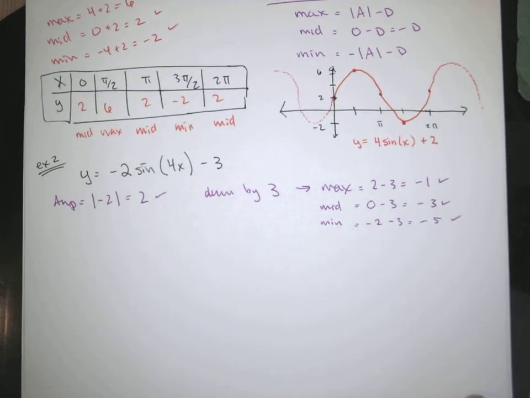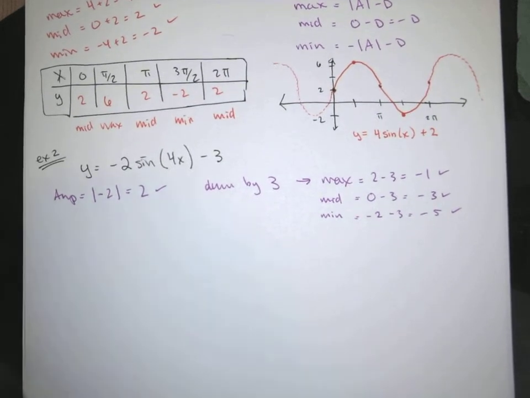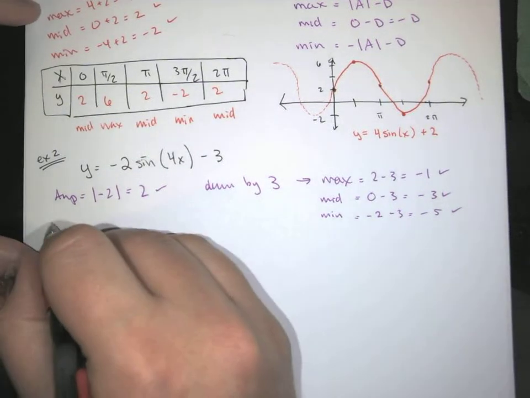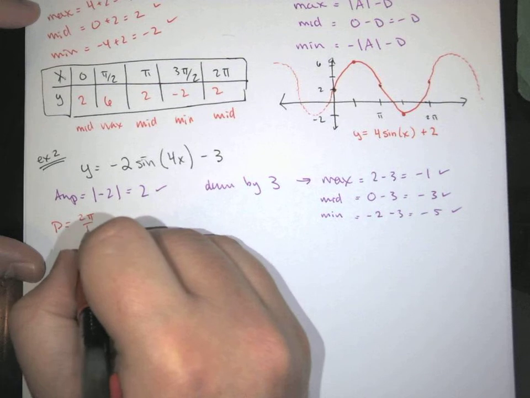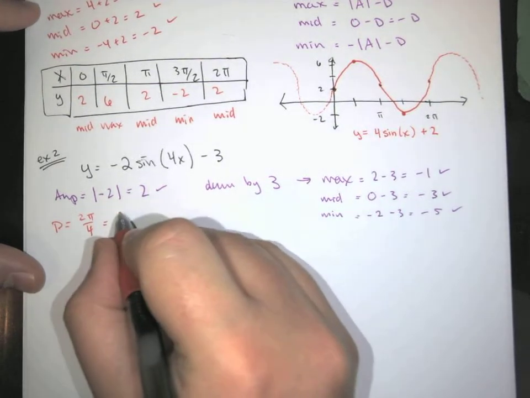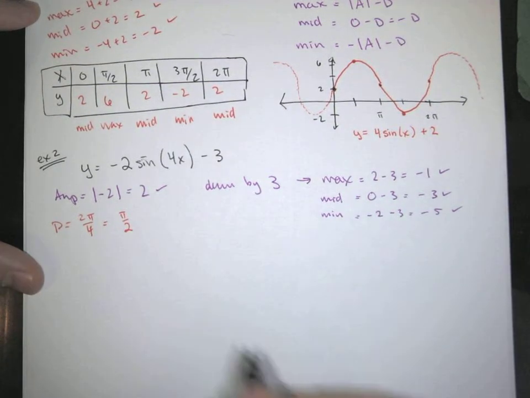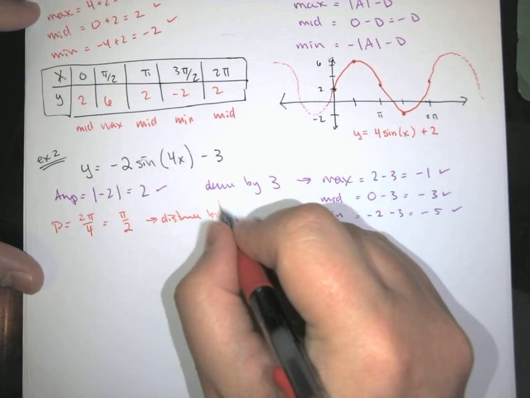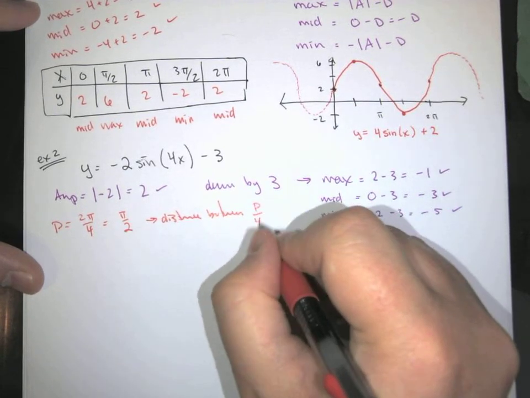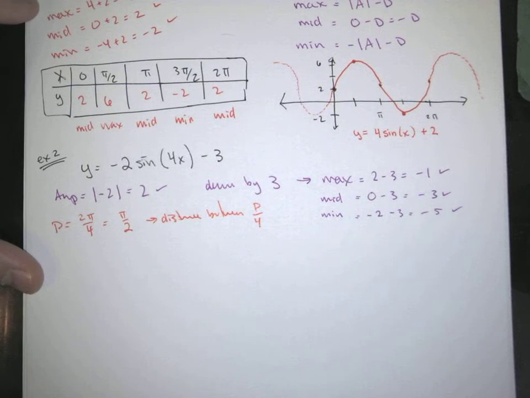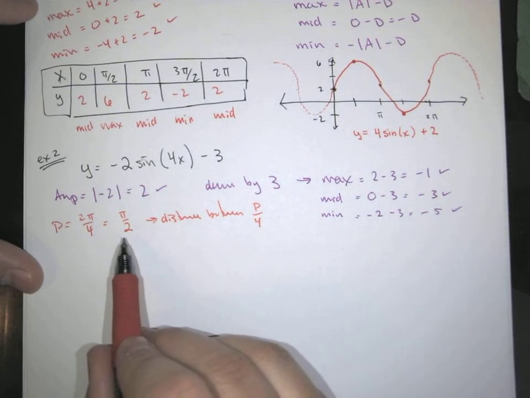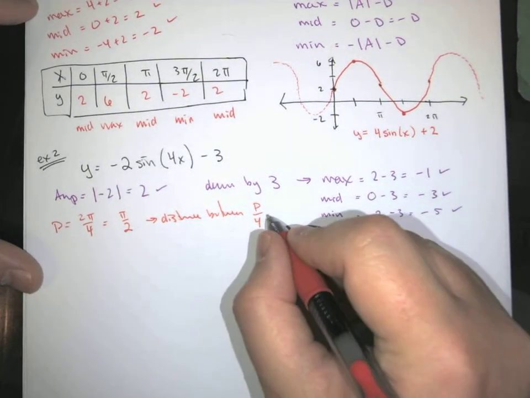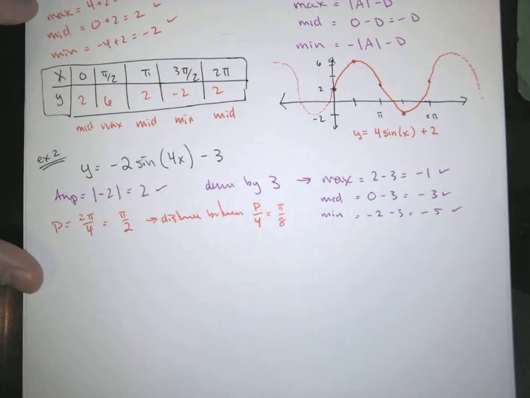What else is going on here? This 4x on the inside, that's going to affect the length of the cycle. 2 pi over 4, so that's what? Pi over 2. If I take that, then my distance between points would be that divided by 4. So the whole cycle is pi over 2, and then I'm dividing that by 4. So I'm going to be working with 1/8 pi chunks.